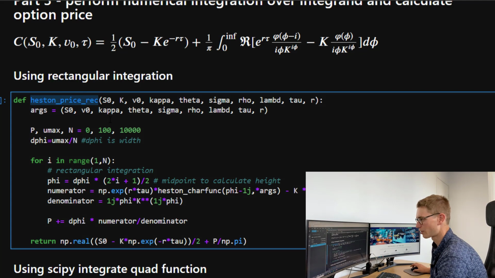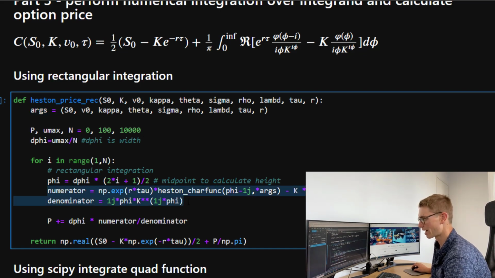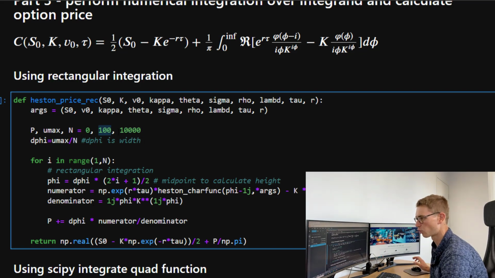So for rectangular integration, we have heston_price_rec. We have all our parameters, and again, I'm passing through args to our Heston characteristic function. I'm doing the same thing in terms of the numerator and denominator as before when we defined the integrand, but this time I'm going to step through the integral with n steps. So I'm taking 10,000 steps. I'm going all the way to 100, not infinity. 100 is plenty enough for the types of integrals we're doing here.